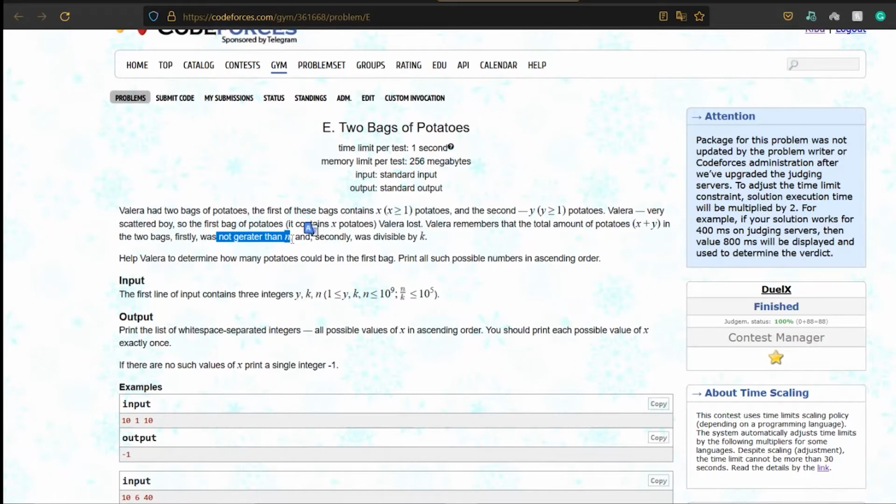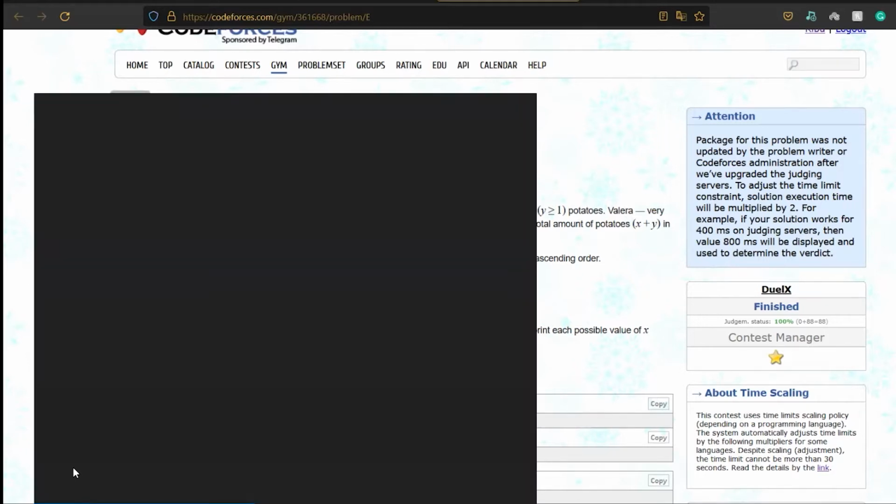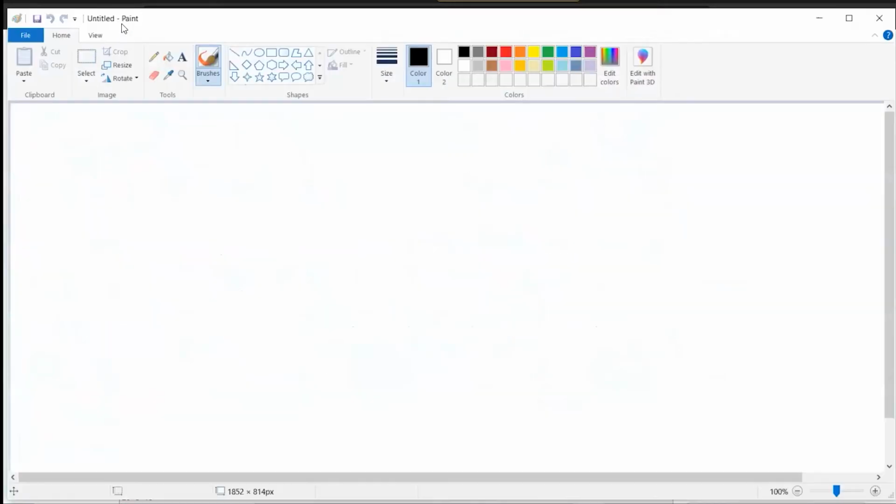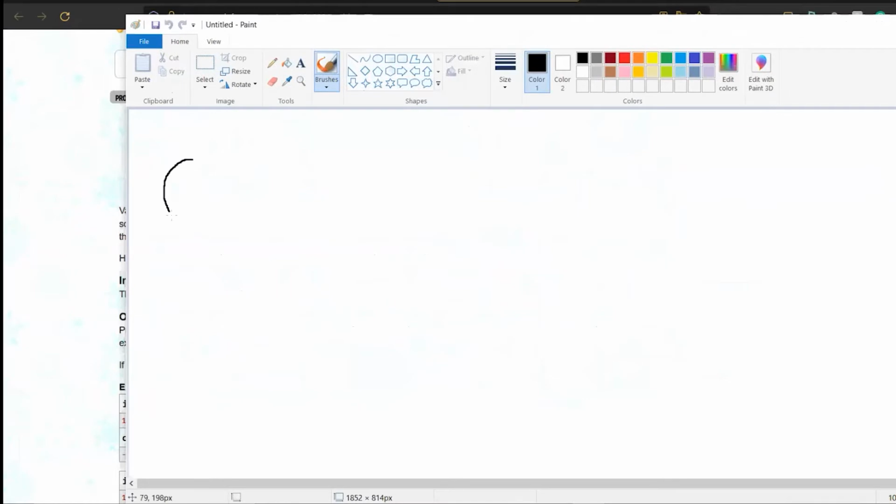Okay, so the first bag, the value X plus Y, he doesn't know. I'm sorry, I'm wrong here. Let's just open up Paint and see what things we know about it. What's the problem statement saying? 2 bags of potatoes.